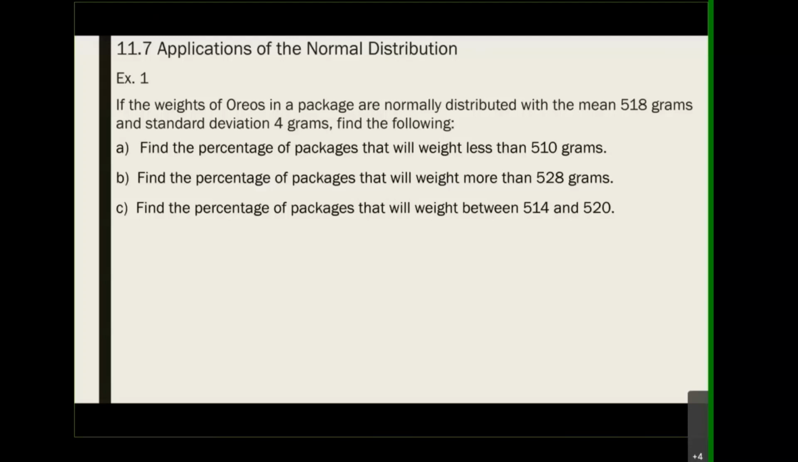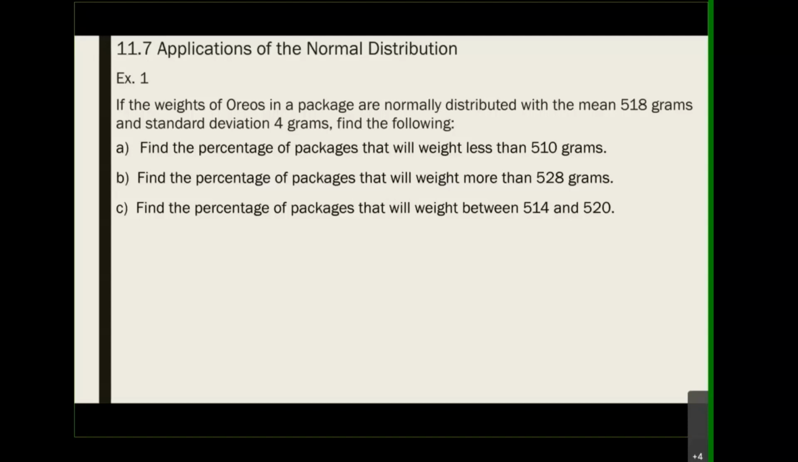They ask you to find the percentage. Like I mentioned last time, the percentage, the probability, or the area is the same. They're just changing the word on you guys. Don't freak out, okay? So find the percentage of the packages that will weigh less than 510 grams. What does it mean? Less than is below, meaning to the left of 510. Find the percent of data that will weigh more than 528 grams, and find the percentage of the data that will weigh between 514 and 520. So that's our question here.